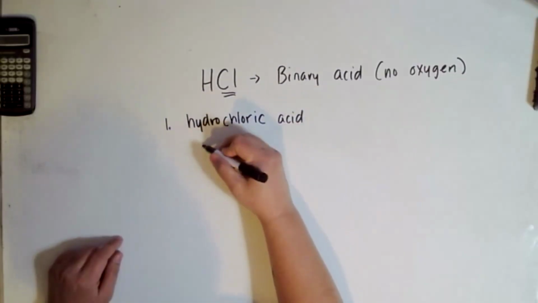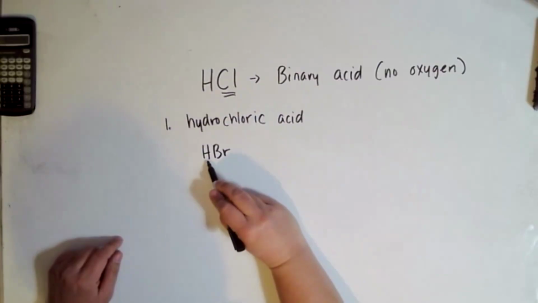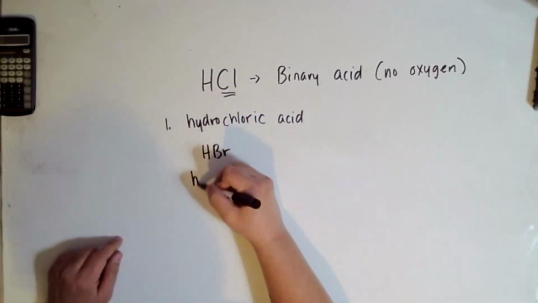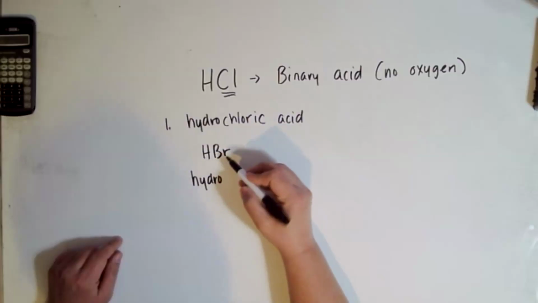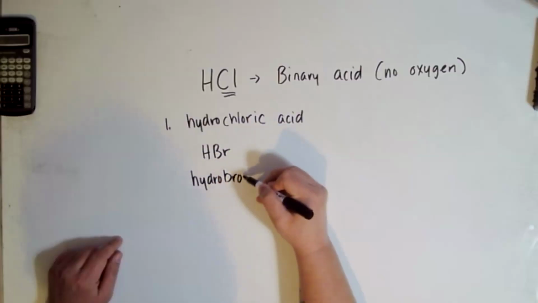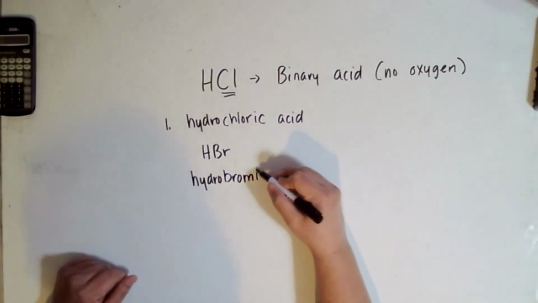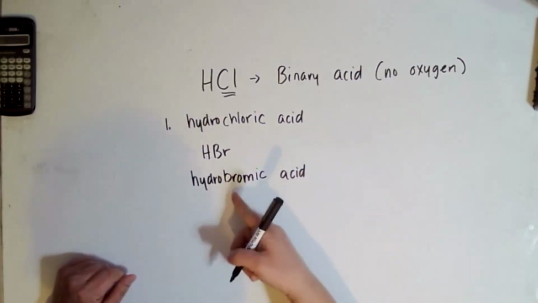If we have HBr, this is going to work the same way. We recognize that it's a binary acid, and so the first thing we do is write the hydro prefix. We recognize that that's bromine, so we write the base name of the anion. Then we add the IC ending and then the word acid: hydrobromic acid.